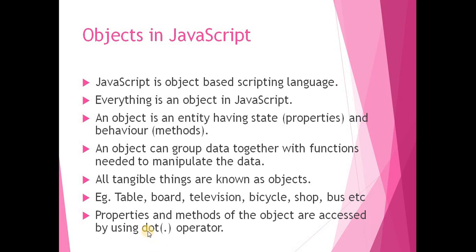Fine. Next point. Properties and methods of objects are accessed by using the dot operator. So whenever we have to use any property or method, we write object name dot property name. Okay, so the dot operator is used in between the object name and the property or method so that we can access the property or method.